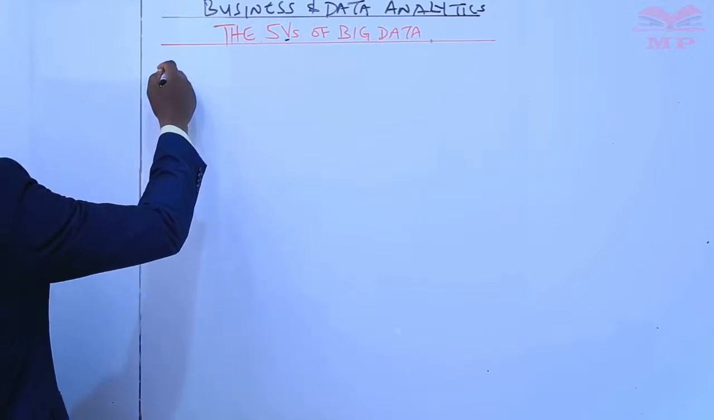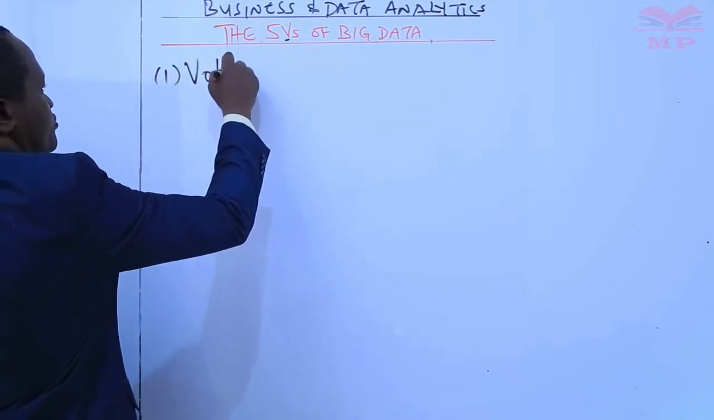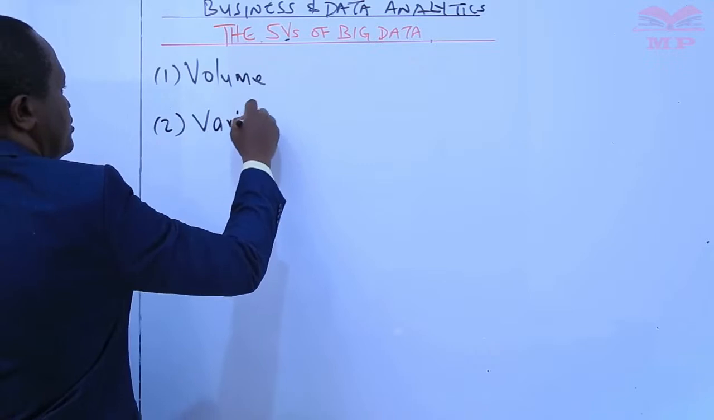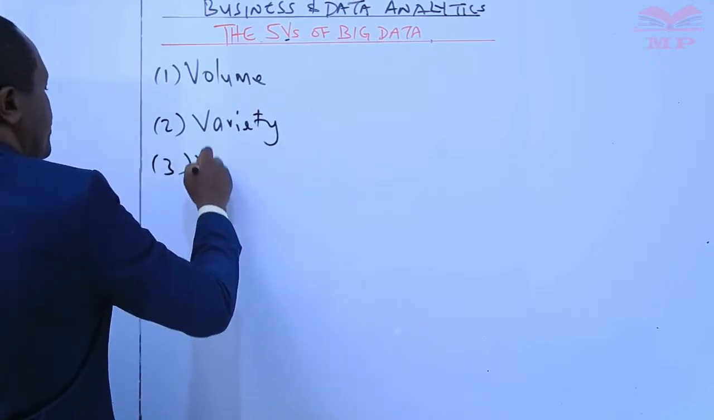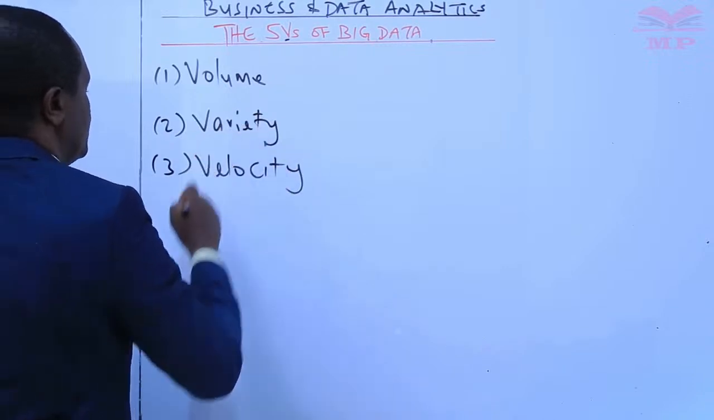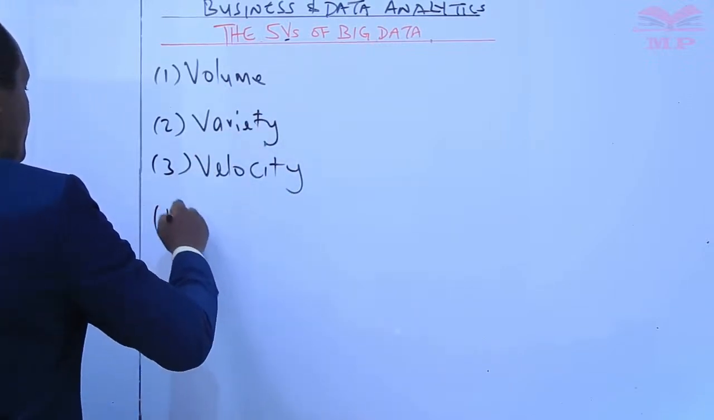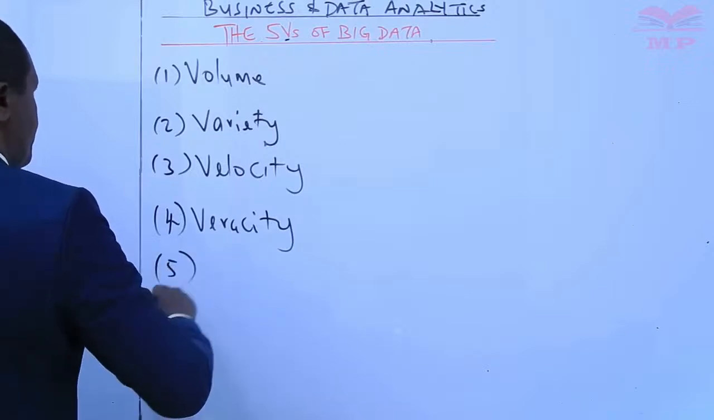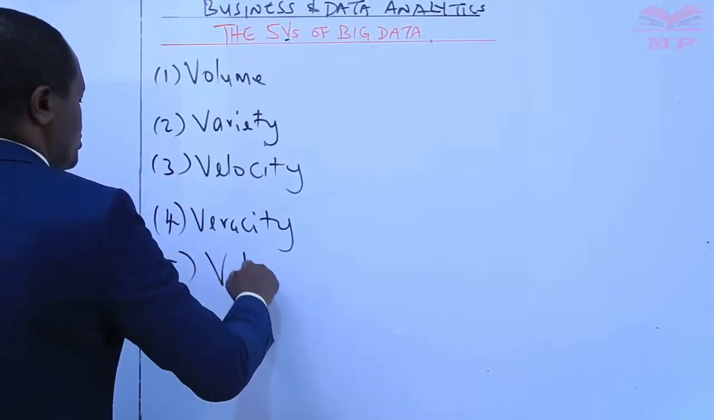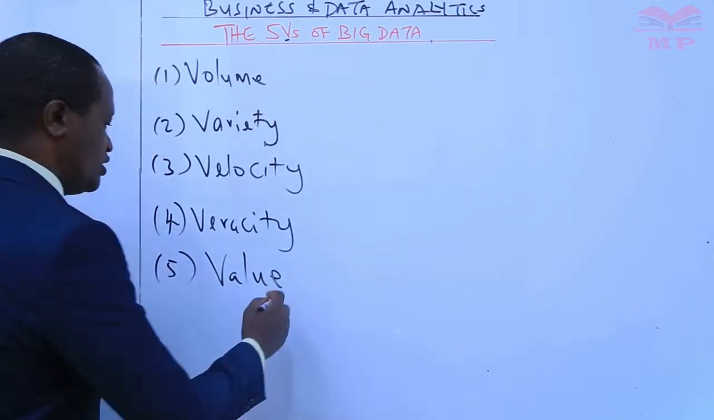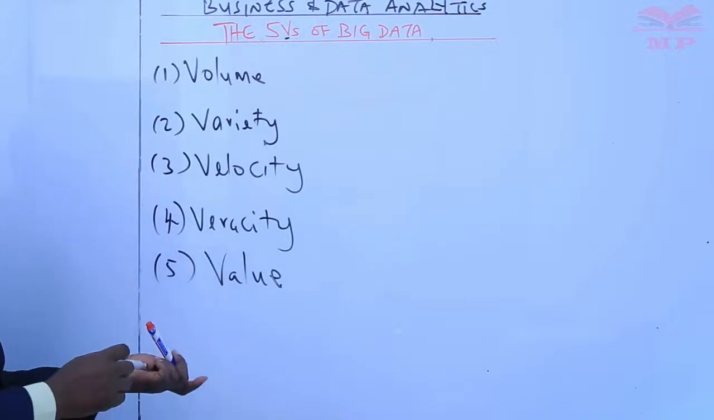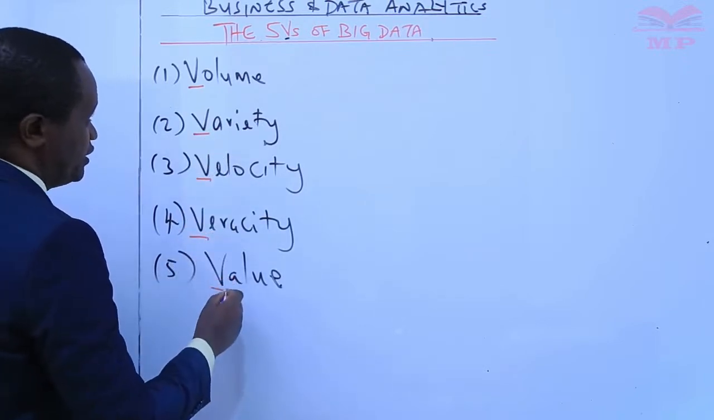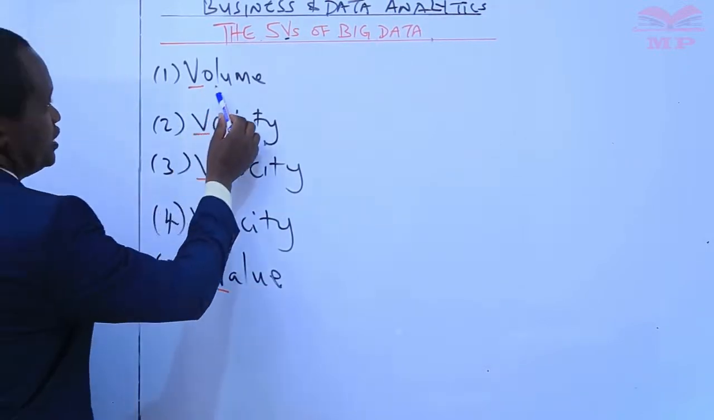The V's are: 1, volume; 2, variety; 3, velocity; 4, veracity; 5, value. 5 V's. The first one is volume.